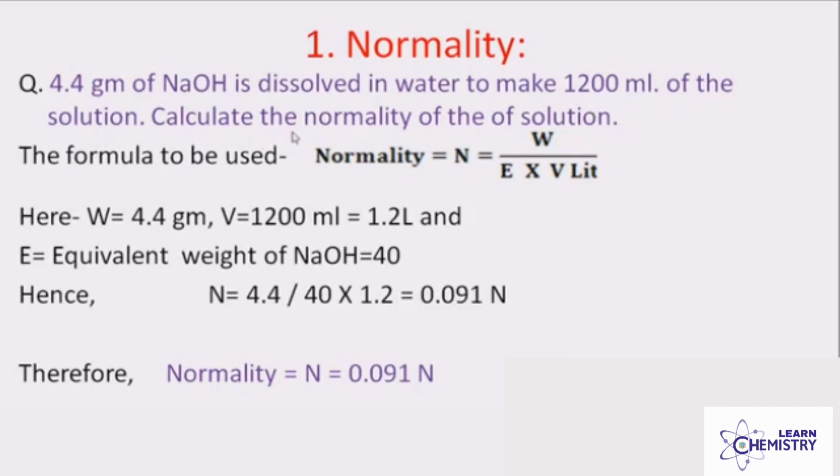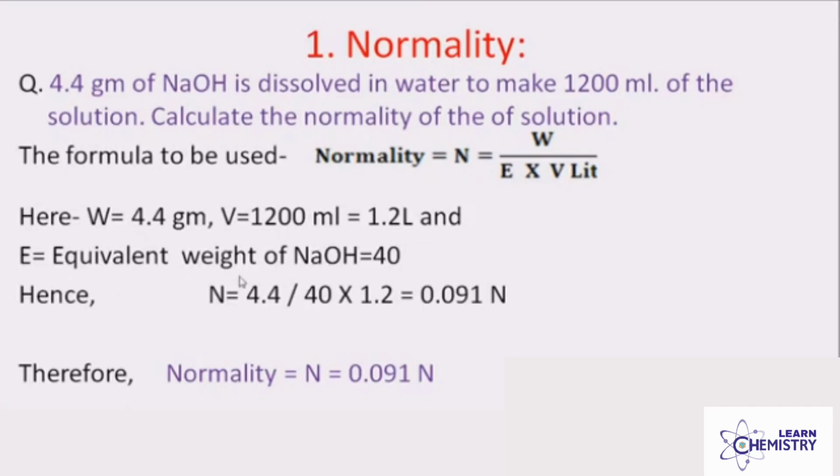Calculate the normality of the solution. Here, the formula to be used once again is normality equals weight upon equivalent weight into volume in liter. Given: 4.4 grams of the solute, that is W equals 4.4 grams. Volume is 1200 ml, that is 1.2 liters.